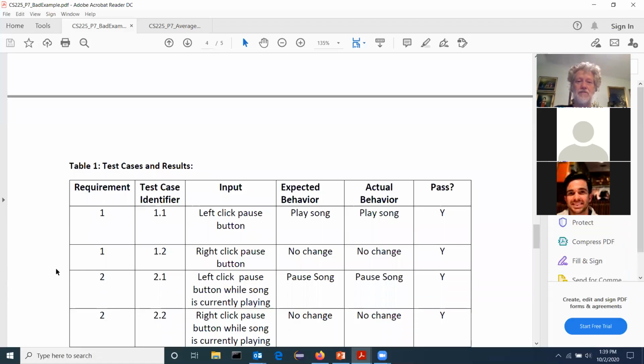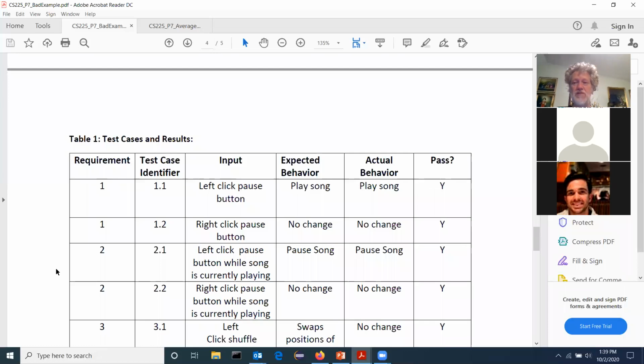Now, test cases. Requirements should be specific. Test cases are even more specific. So here's a test case. Left click pause button. Expected behavior: play song. I don't know if that's right. I think he means play button, but I could be wrong.